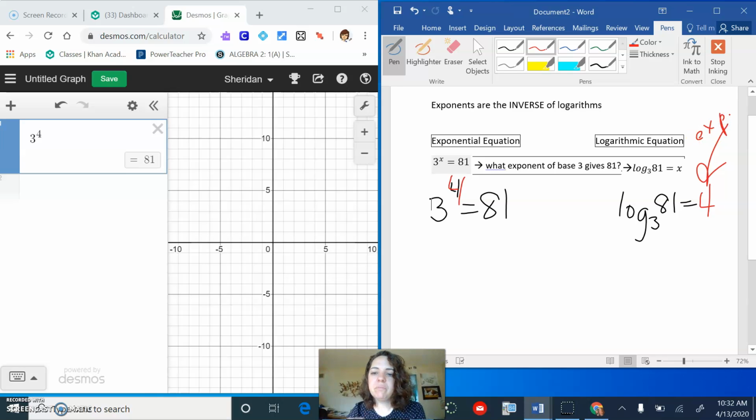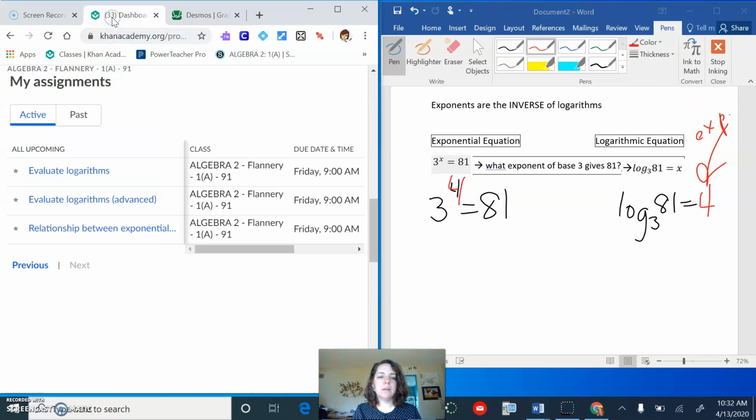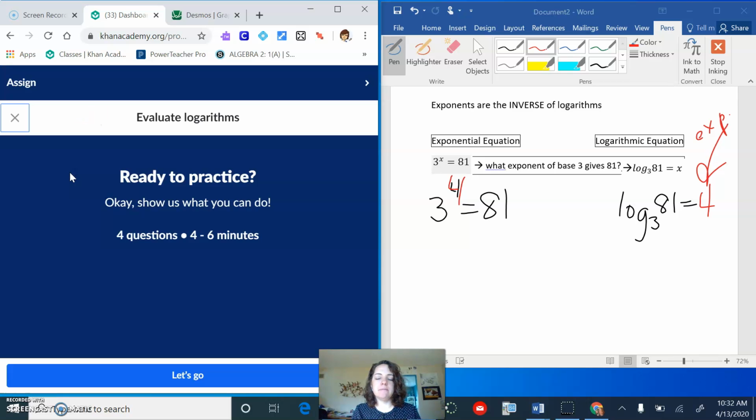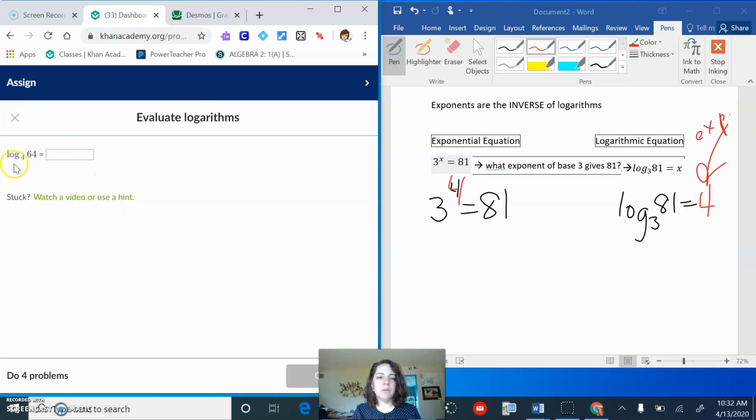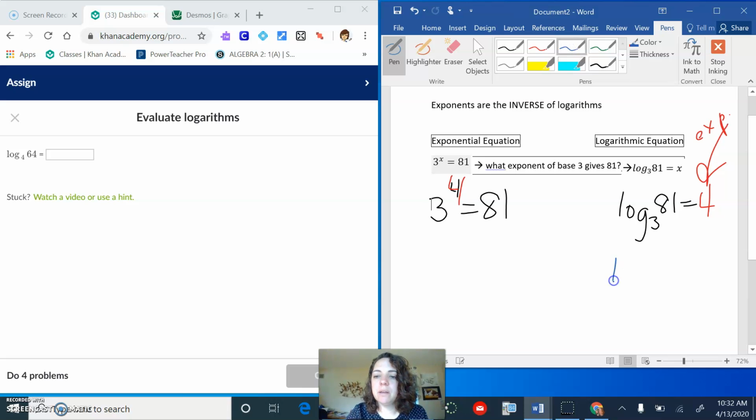Okay. So first we're just going to practice rewriting some things in exponential form and logarithmic form, and then we'll practice evaluating. So I'm going to hit let's go on here, but I just want to rewrite this. This says log base 4 of 64. So if I just think about it this way, log base 4 of 64, and they're asking me what does it equal?